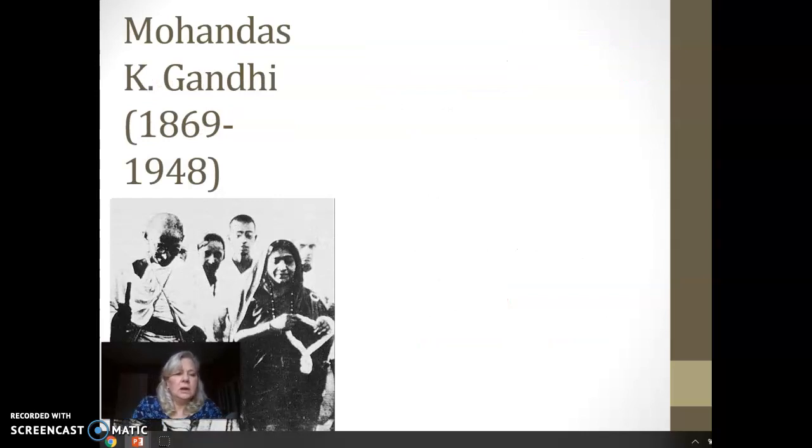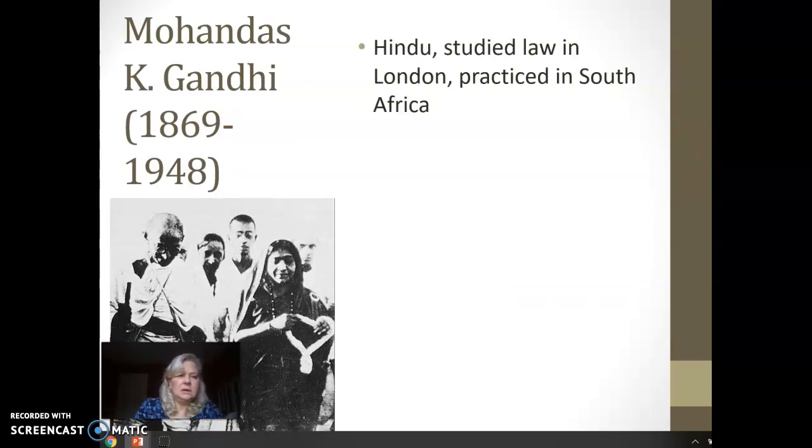Then we have coming on the scene a man named Mohandas Gandhi. Now, I'm sure everyone has heard of Gandhi. The picture on the prior slide was actually of Gandhi when he was a young man working as a lawyer in South Africa. He actually studied in London, and he was very well educated and was quite a busy lawyer in South Africa as well, which at that time was very multi-ethnic.